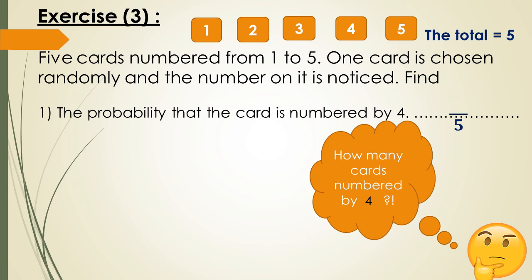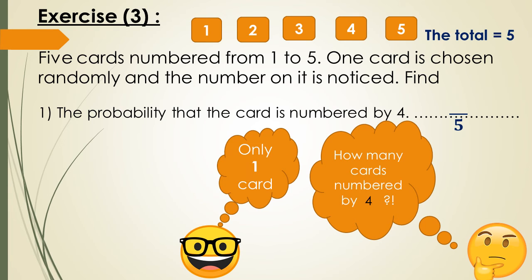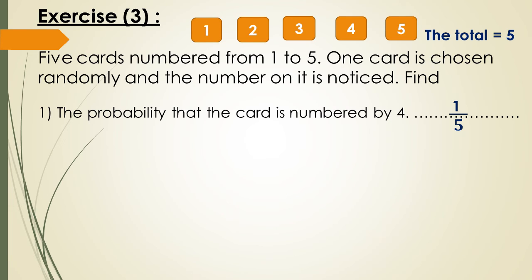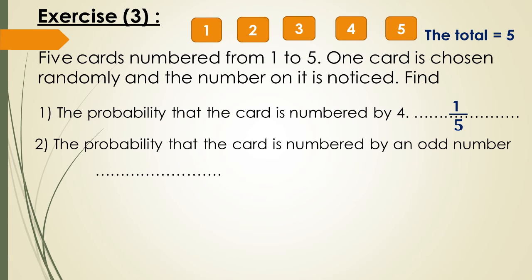And now ask myself, how many cards are numbered 4? We have only one card with number 4. So we will write 1 up. So the probability that the card is numbered 4 is 1 over 5. One card from 5 cards. And here it is in the simplest form, so we are not going to simplify.